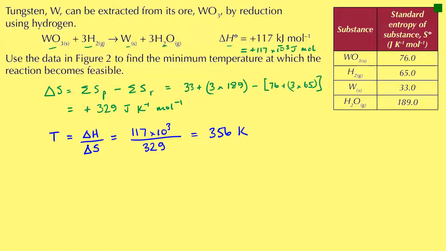So although it's an endothermic reaction, and therefore less likely to happen, all else being equal, than an exothermic reaction, what we can see is that there's a slight increase in entropy when the reaction happens. Because of that increase in entropy, when you multiply that by a temperature, that trumps the endothermic enthalpy change, such that at temperatures above 356 Kelvin, the reaction becomes just feasible.